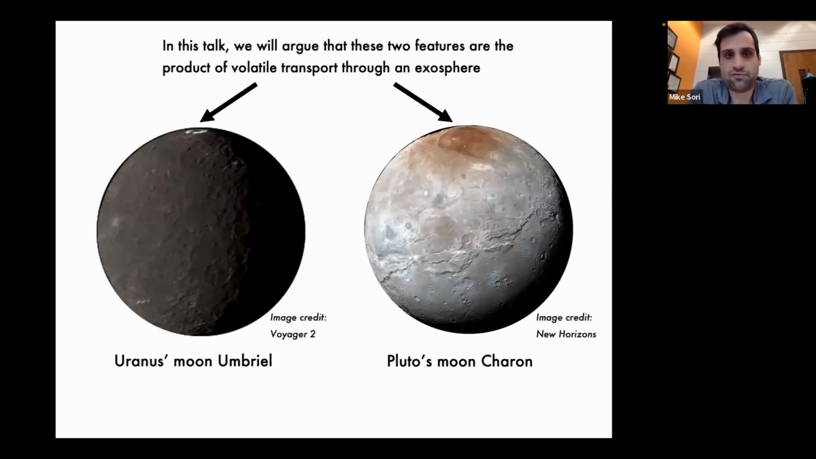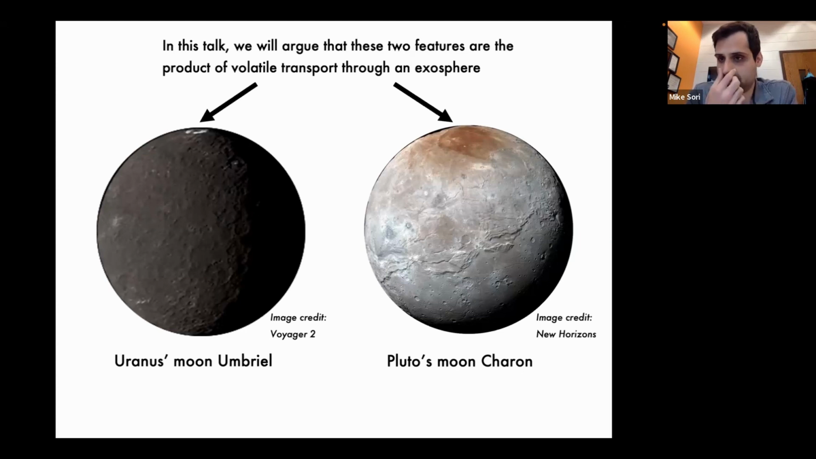and the main argument in this talk is going to be that the two features that we see on the top as these pictures are oriented here can be explained through volatile transport of different species through an exosphere, just like we think about on the moon or Mercury, but adjusting some of the parameters and some of the chemistry that we're thinking about.